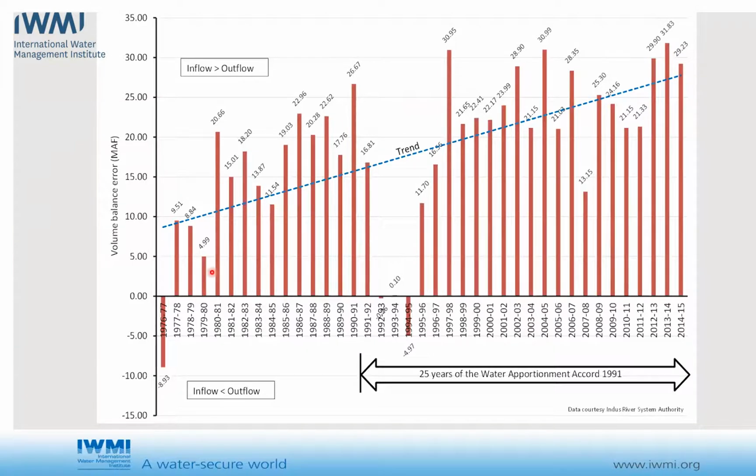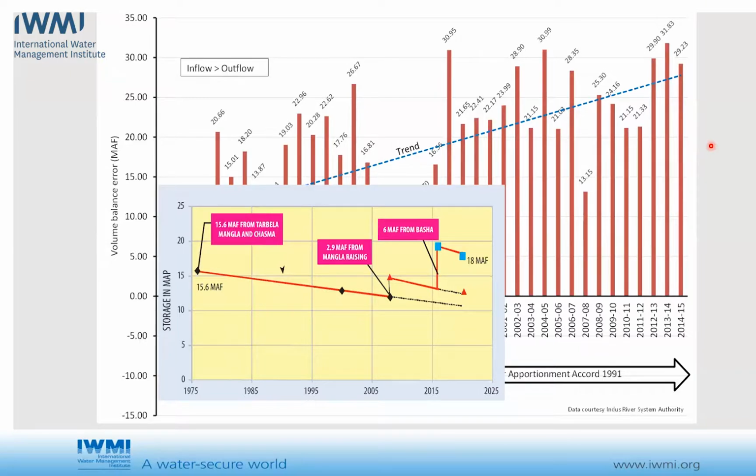So you can see there was a large discrepancy, or volume balance error. In the 25 years of the record, there was an increasing trend of this volume balance error. In local terms, it is called system gains and losses. This is the volume balance error. We have named it unaccounted for water. And through the dialogues, we were able to influence the national water policy.